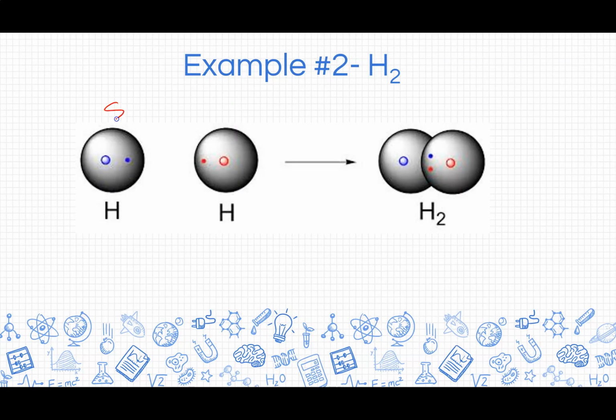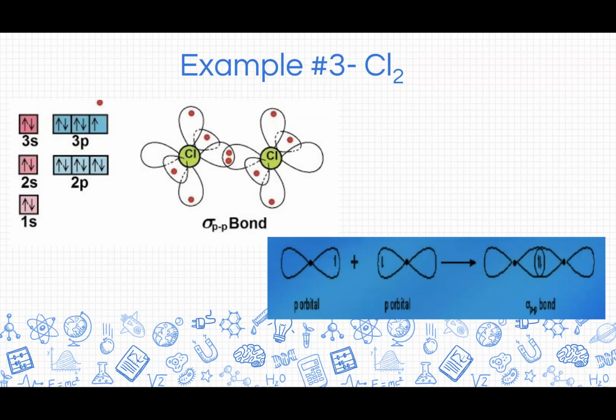Here's an example now of 2 s orbitals overlapping. So this is the s orbital, I should actually label it here, the s orbital of one H and the s orbital of another H. This is the valence electron and the valence electron. They overlap right here, and that would cause a sigma bond.